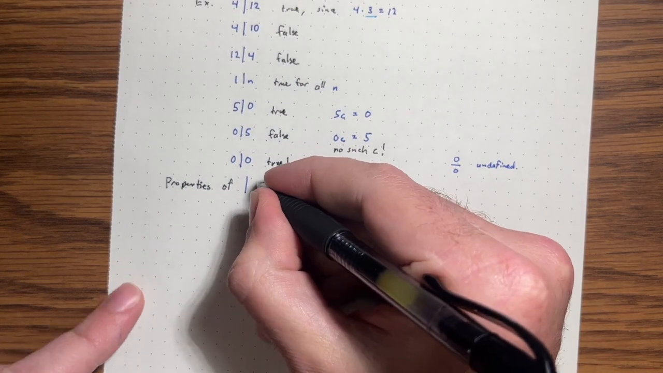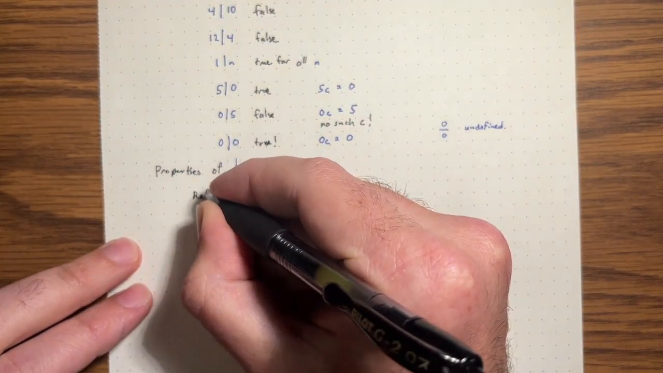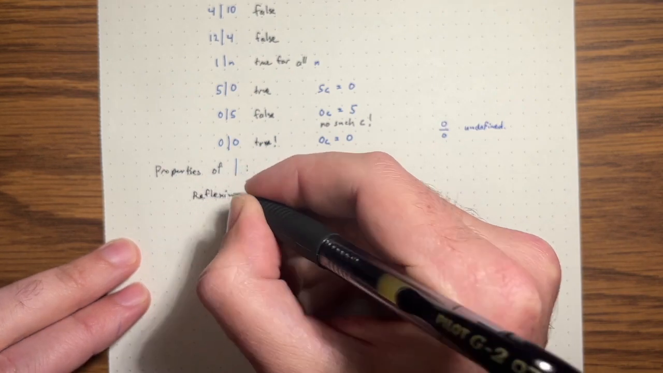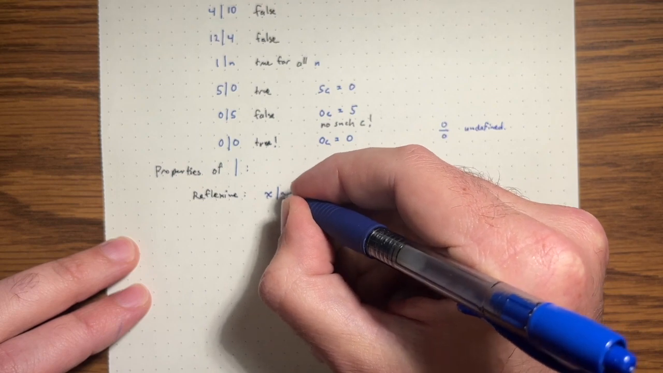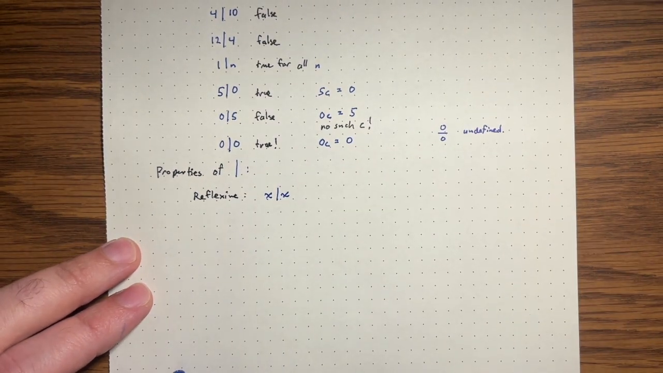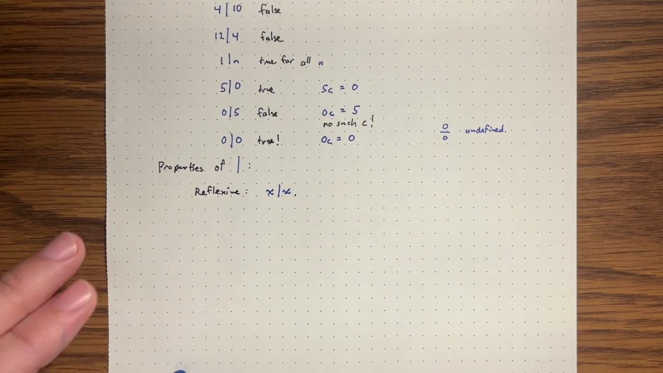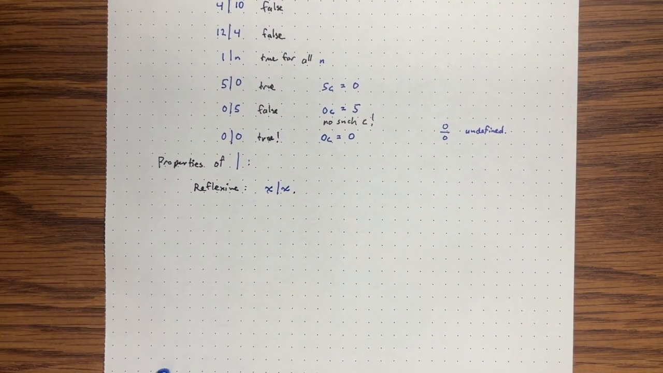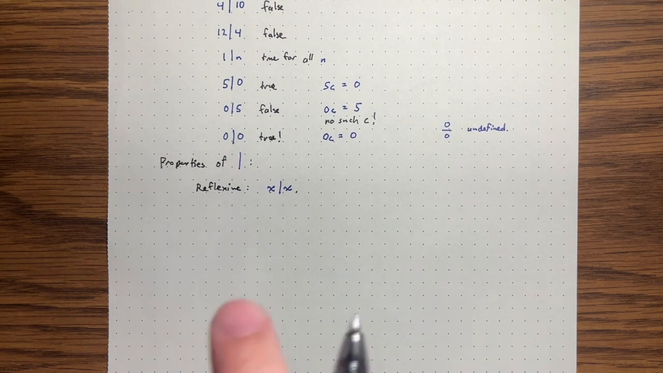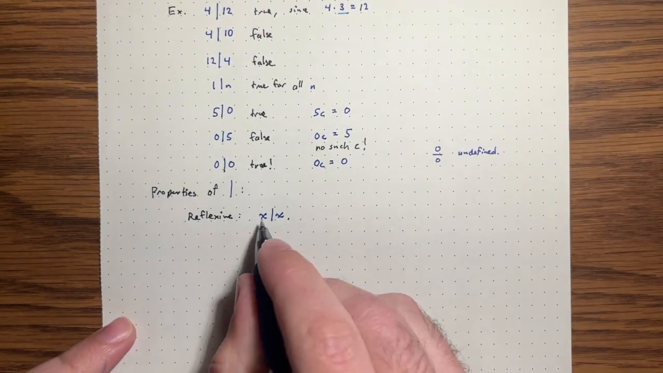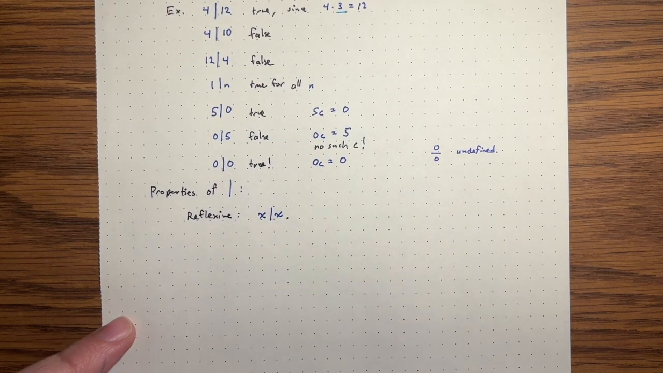So first of all, it's reflexive, meaning any number divides itself. Okay, so this is a statement. That's a true mathematical statement. X divides X, period. Why is that? Well, is there a C such that X times C equals X? Yes, C could be the number 1.